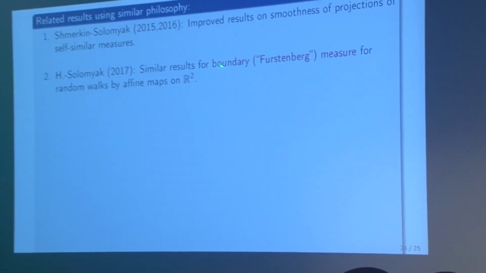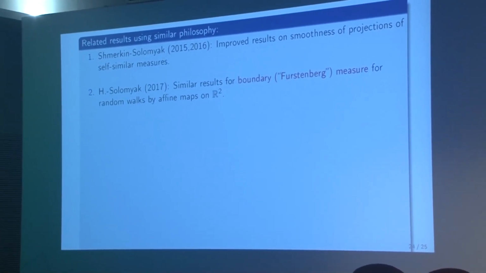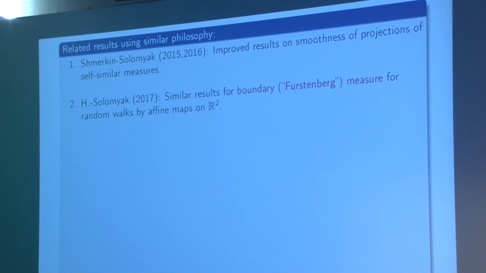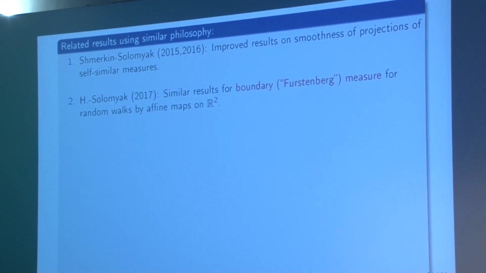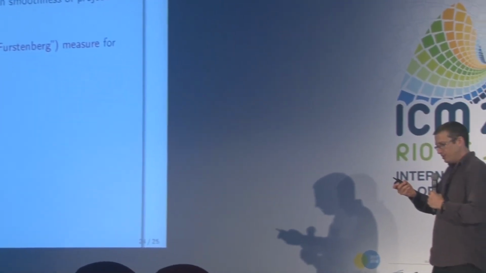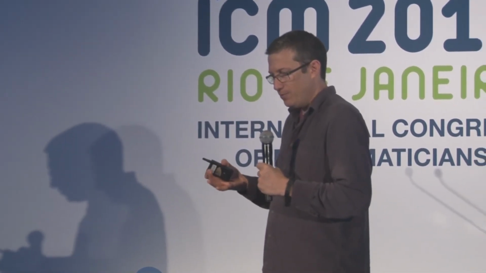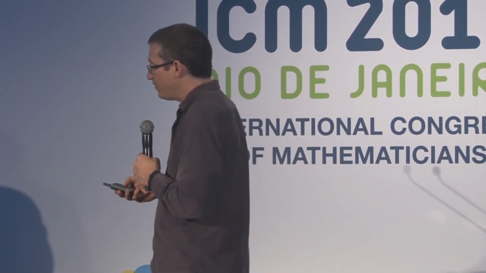Another result with Solomyak is a similar statement for the Furstenberg measure or boundary measure for random walks by affine maps on R2. So, as I said at the beginning, if you look at maps which expand or partly expand Euclidean space, the random walk that I described in the beginning will not behave well on R^d, but it will behave well on the space of lines. In fact, it will contract typically on the space of lines, and you arrive at similar problems.